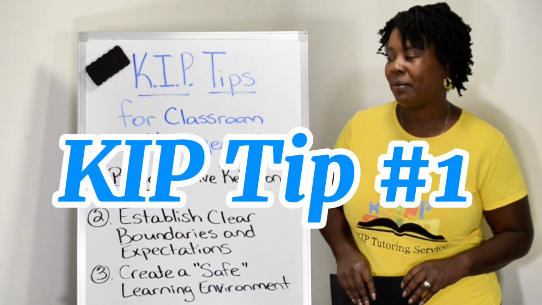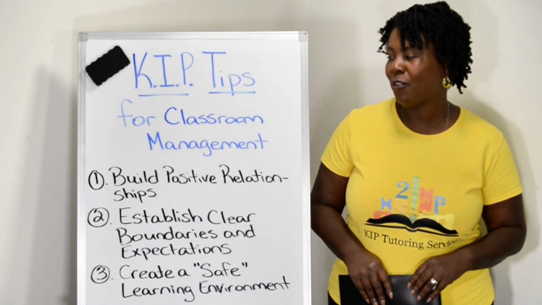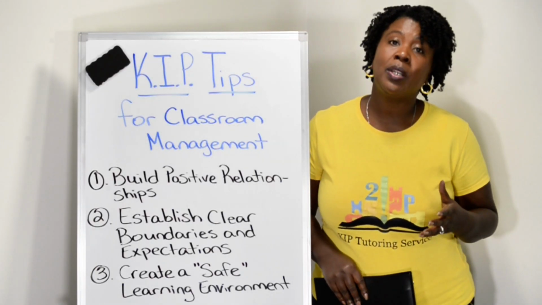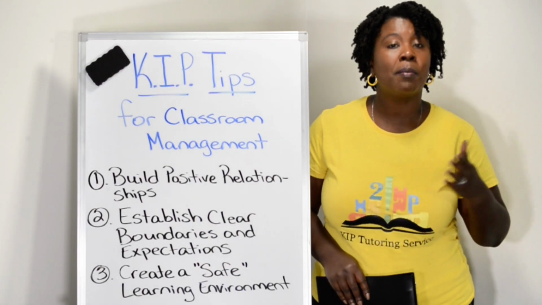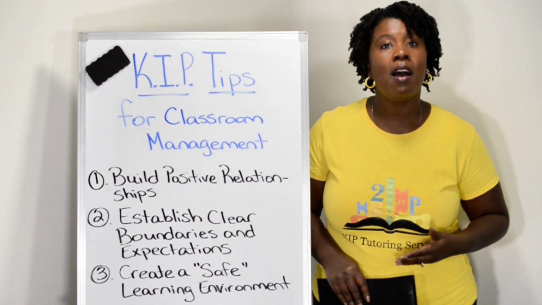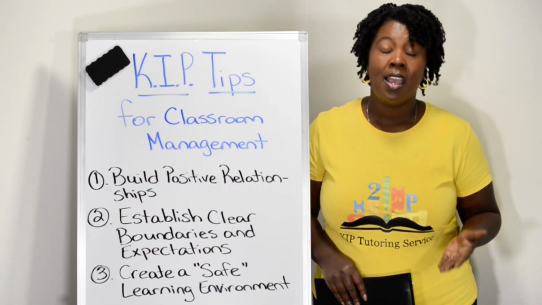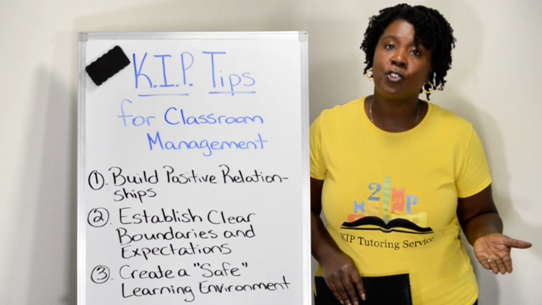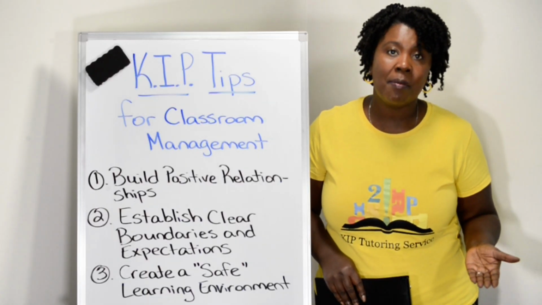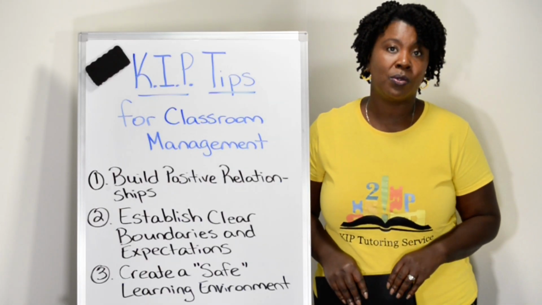So KIP tip number 1, build positive relationships. Now, building positive relationships may look different from classroom to classroom. I'm not saying that you should become your students' best friends. As my former administrator would say, we as adults have nothing in common with 12 and 13-year-olds.